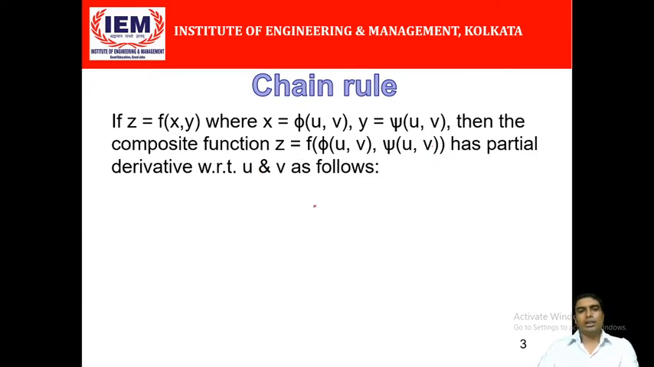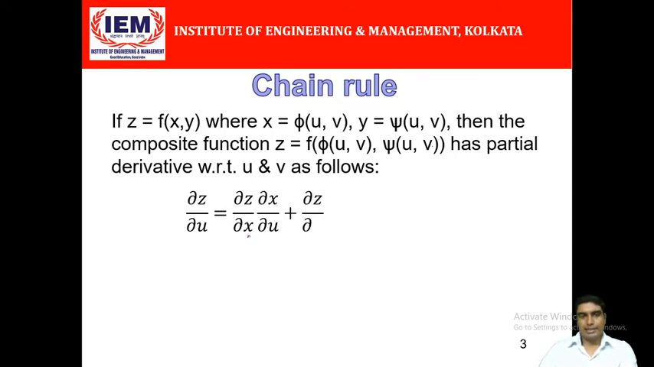Then we can find the partial derivative of z with respect to u and with respect to v in this way. See that del z del u equals del z del x into del x del u, plus del z del y into del y del u. Okay, so let's understand how it's basically going on. So we want to find the partial derivative of z with respect to u, right? So this is the partial derivative of z with respect to u.